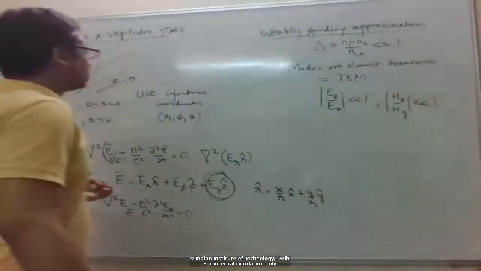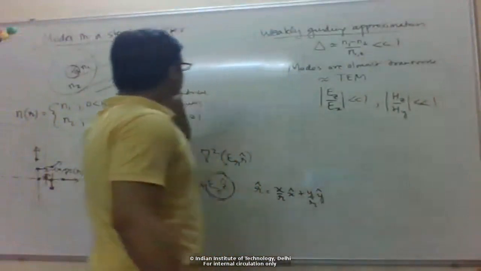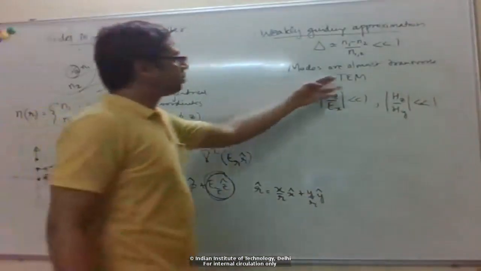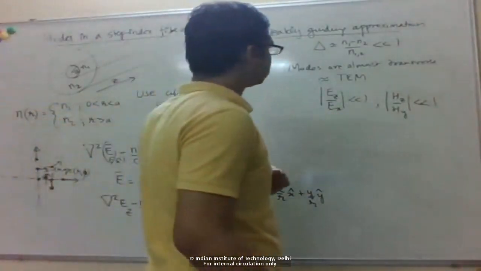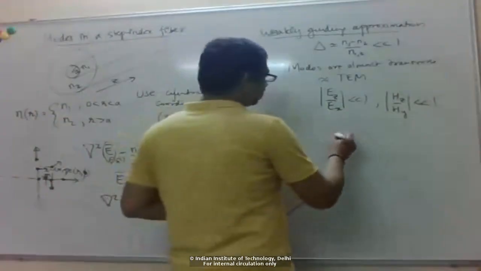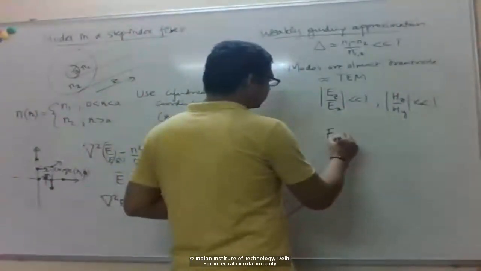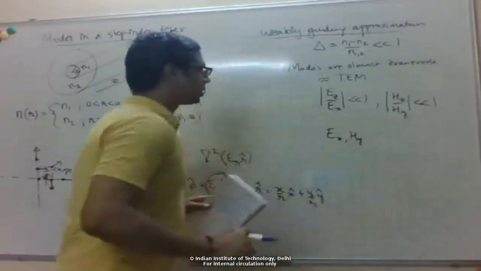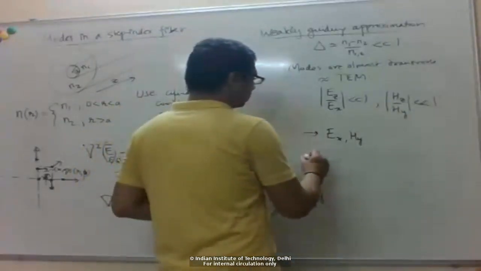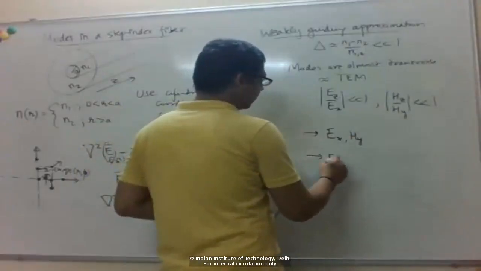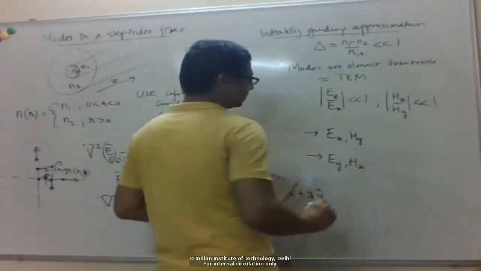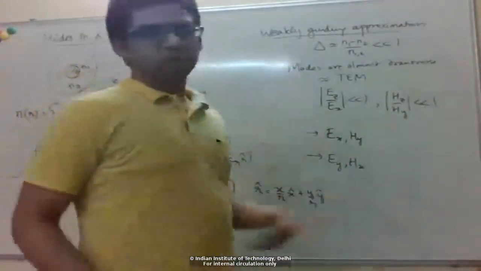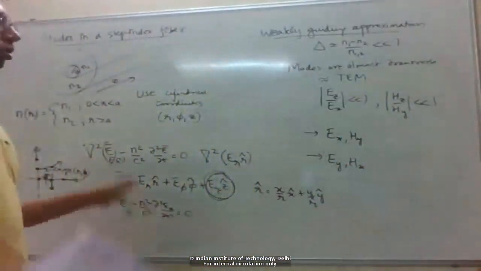So in the weakly guiding approximation, which is where most practical optical fibers are, we can assume the fields to be almost transverse. And just say, okay, primarily my field components are like Ex and Hy, and the propagation direction is Z. Or equivalently, electric field in Y and magnetic field in X. So these are the primary components. All the other components are negligible, we can assume them to be zero to first order.